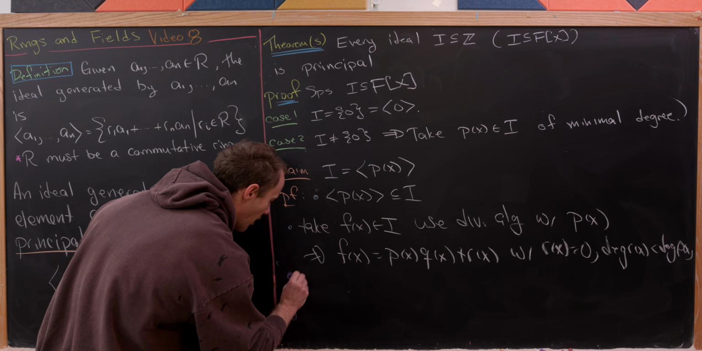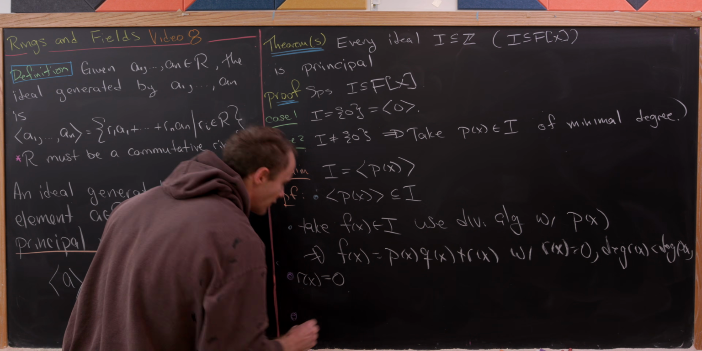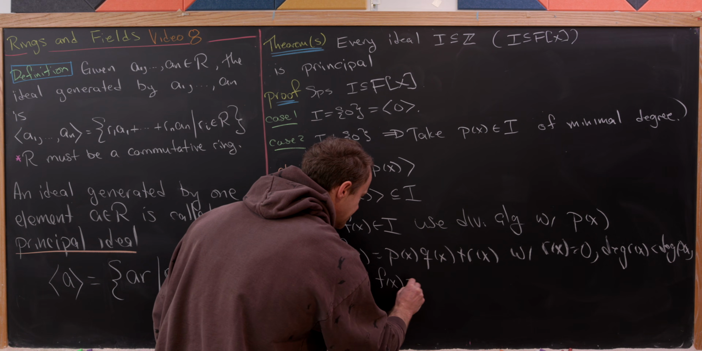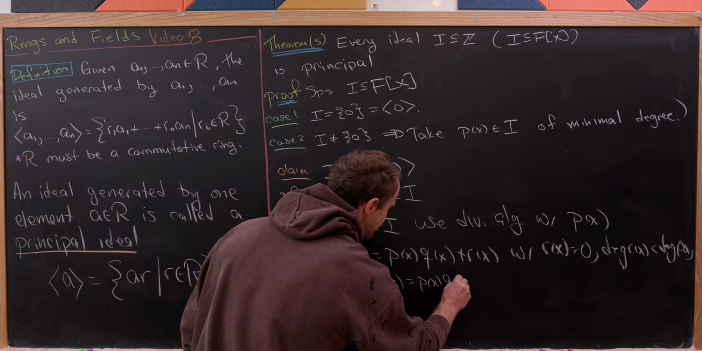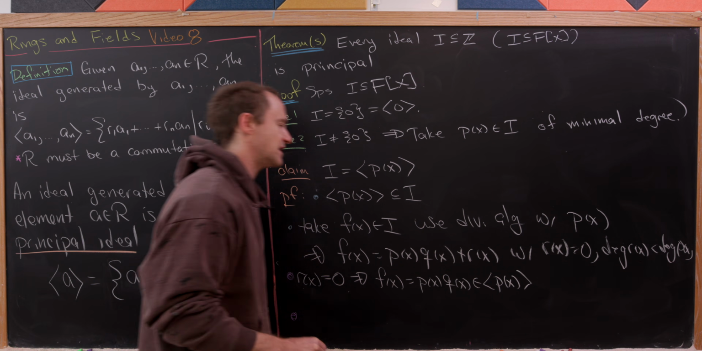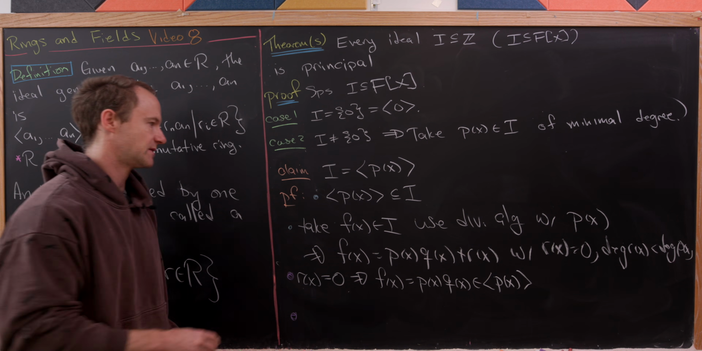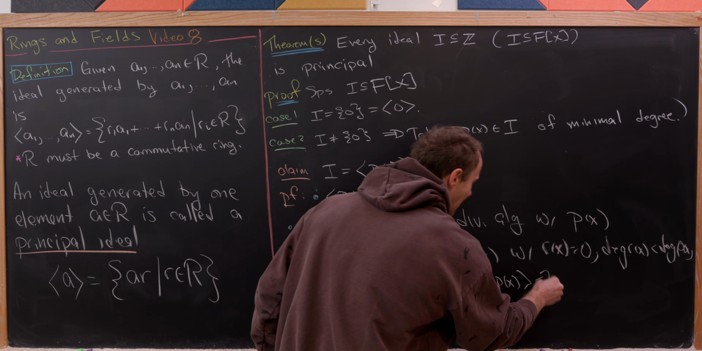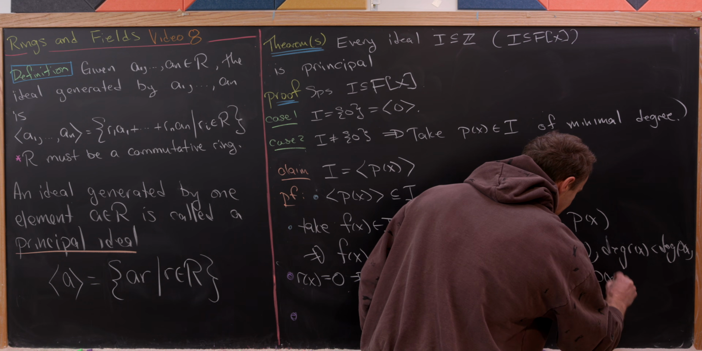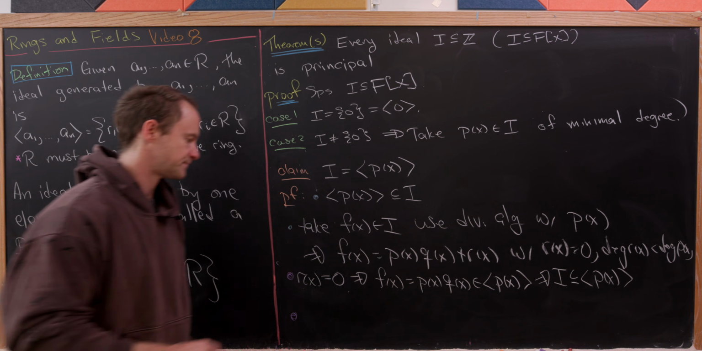So if we've got r of x is the 0 polynomial, then that means that f of x is equal to p of x times q of x, but that's inside of the ideal generated by p of x by definition. But that means that our ideal I is a subset of the ideal generated by p of x.